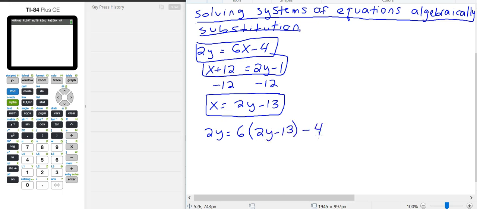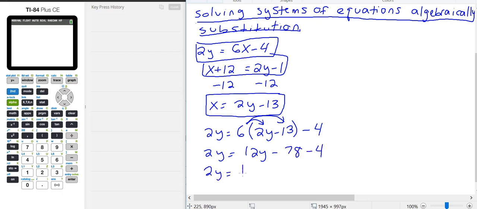The goal of doing substitution is to be able to rearrange one of your equations so you could plug it into the other equation, and you'll have an equation with only one variable. Let's solve this for y. Now we only have one variable. 2y is equal to 6 times 2 is 12y, minus 6 times 13 is 78, minus 4.